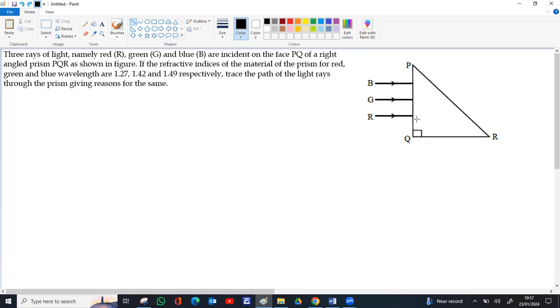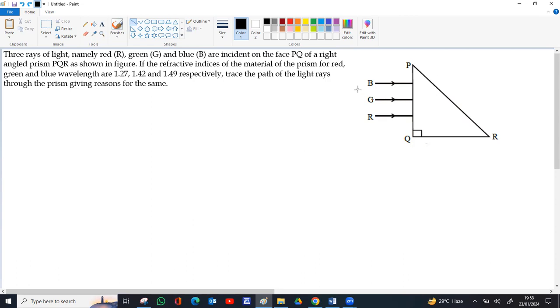Whether rarer to denser or denser to rarer, in both cases, if the light is incident along the normal, the angle of incidence is 0. There is no refraction, the light ray will go straight. So there should be clarity. Total internal reflection takes place only when light travels from denser to rarer with angle of incidence greater than the critical angle. If light is traveling from rarer to denser, there is no chance for total internal reflection.